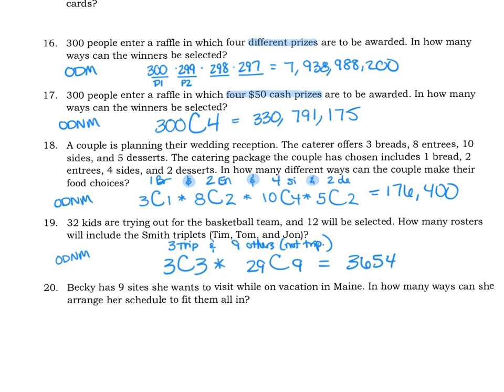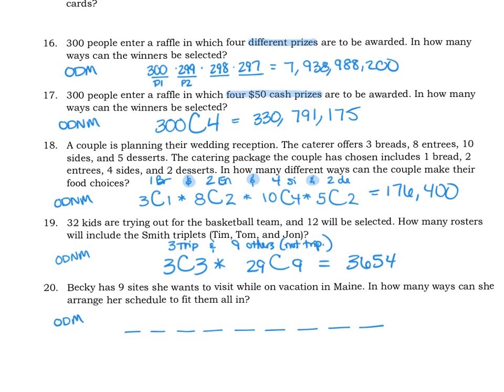All right, and number 20, last but not least, Becky has 9 sites she wants to visit while on vacation in Maine. In how many ways can she arrange her schedule to fit them all in? So again, this is probably going to be a situation where you might think order doesn't matter, but really order does matter, because is she going to want to drive 50 miles to the first one to basically drive back to exactly where she'd been, turn around and go somewhere else? I mean, the difference could definitely matter in terms of gas and time and so forth. So order does matter in this particular case, and she's going to 9 different sites.